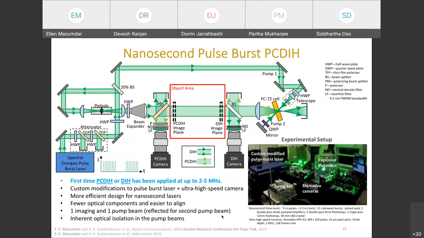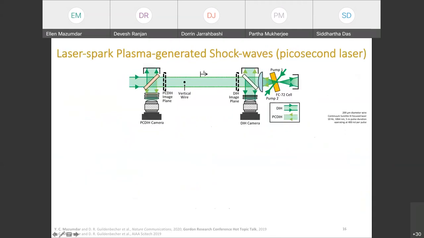And this looks simpler, but all of these instruments are very big. And so it's good to have resources in order to do this experiment. I'll touch on that a little bit later. But here's an experimental setup. For the system, we have our giant pulse burst laser, the two power supply controllers, two Shimadzu cameras, which are very expensive cameras, and the entire setup with a boombox in the center.